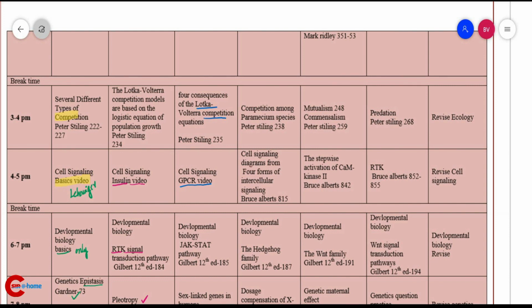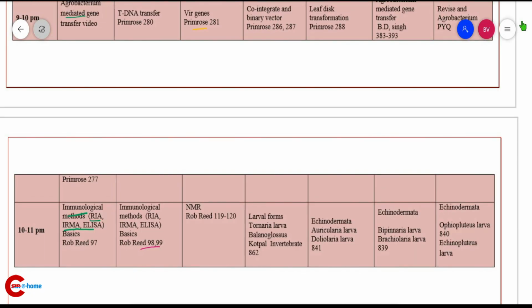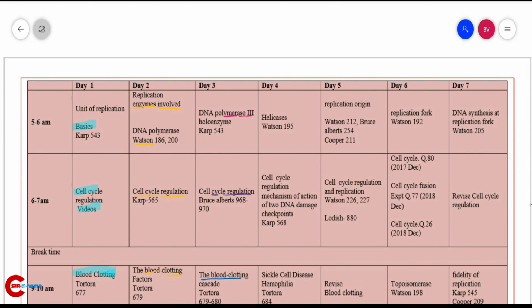6 to 7 p.m., developmental biology, signaling, JAK-STAT pathway. Then 7 to 8 p.m., sex-linked genes in humans. Then 9 to 10 p.m., Vir genes. This is very important, Vir genes. Then 10 to 11 p.m., NMR.